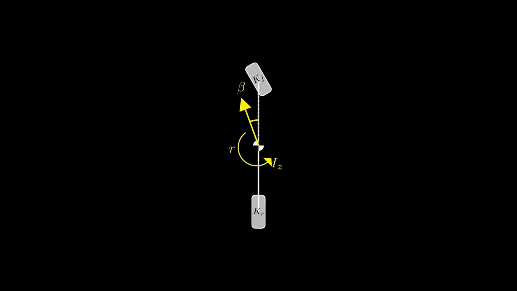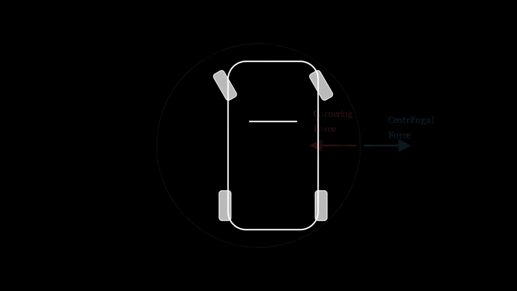Welcome to MetaLogic. When a vehicle travels in a circle, it is subjected to centrifugal force. Balancing this force is the tire's cornering force. Let's take a closer look at the parameters.